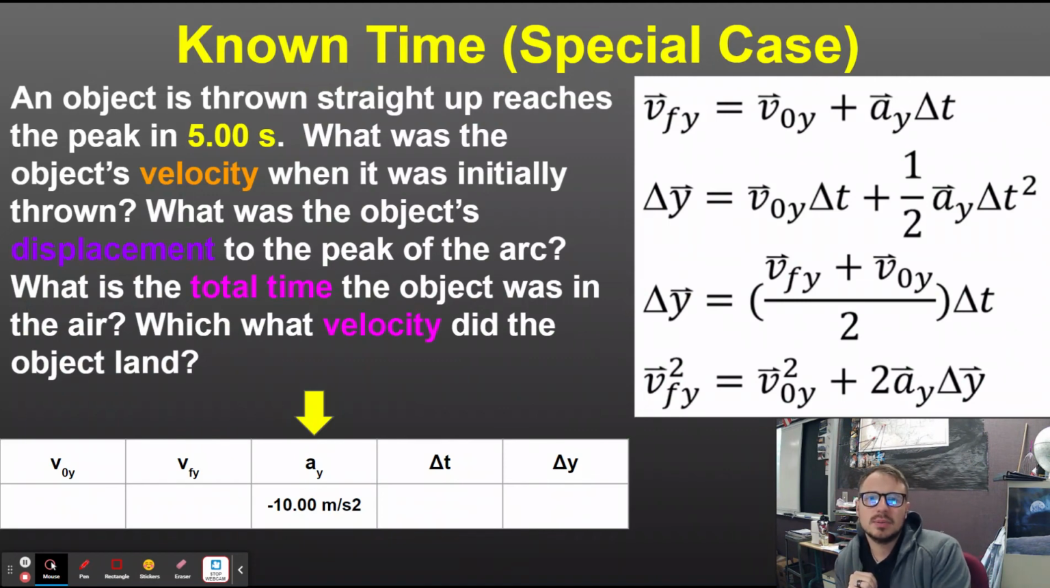What was the object's velocity when it was initially thrown? What was the object's displacement to the peak of the arc? What was the total time the object was in the air? With what velocity did the object land? All right, a lot of questions in here, but let's just take it one step at a time.